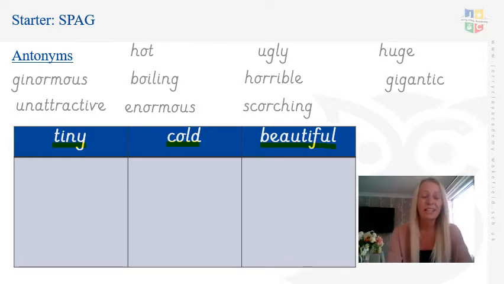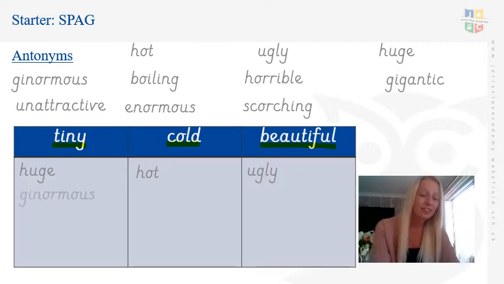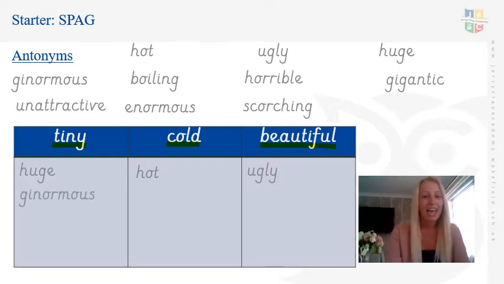Brilliant, let's see if you correctly matched all of the antonyms. So the first word is hot. Hot is an antonym of cold, so I've put that in the cold box. Ugly is an antonym, the opposite of beautiful. Huge is an antonym of tiny, so huge goes in the tiny box. Then we're on to ginormous. Ginormous is the opposite of tiny, so it's an antonym of tiny.